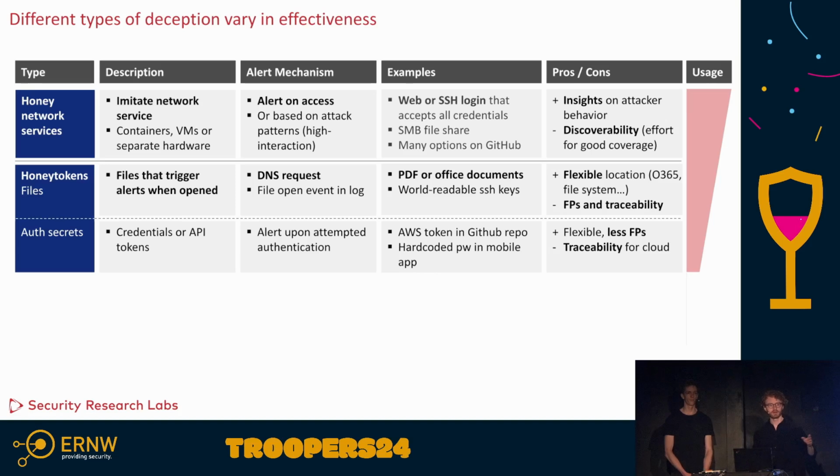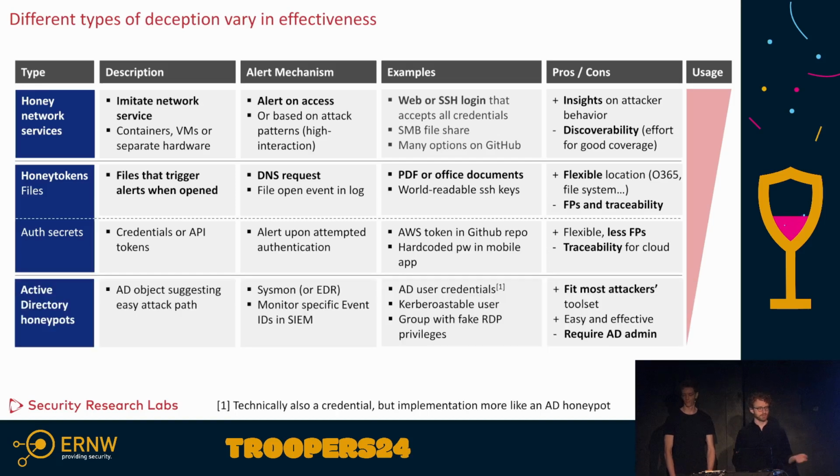Very similar here are the authentication secrets. Here, the advantage is that not only does an attacker have to find them, but also try to authenticate, something that normal users probably wouldn't do, so there is a lower rate of false positives, and you only alert on attempted authentication. This could also be some AWS API token you hide in your source code. They're also quite flexible, have a bit less false positives, but also here you need to be sure, especially for cloud systems, that you have the traceability if someone uses that token coming from the internet.